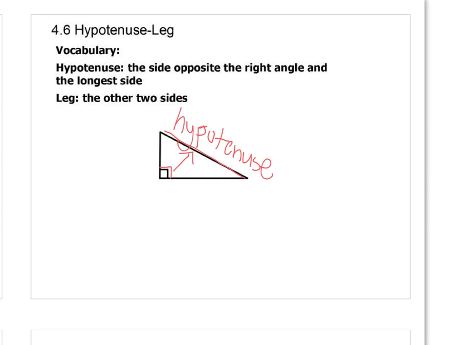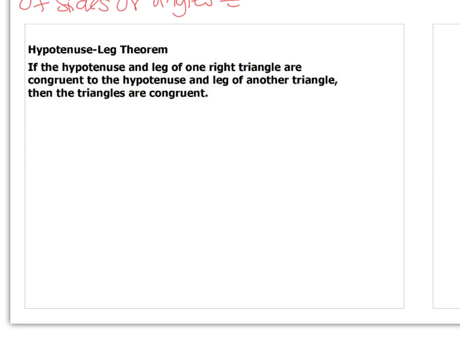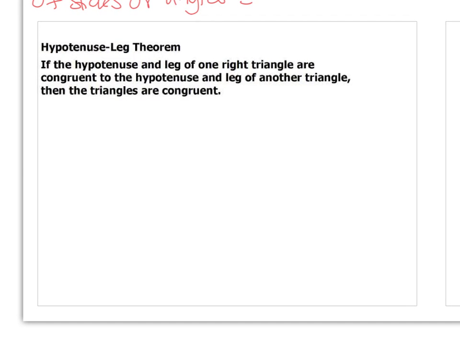All right, so the other two sides are just called legs. So this side would be called a leg, and this side would also be called a leg. Those are the key parts of a right triangle. Looking at our last theorem, hypotenuse leg: if the hypotenuse and a leg of one right triangle are congruent to the hypotenuse and a leg of another right triangle, then the triangles are congruent. This is only specific for right triangles.